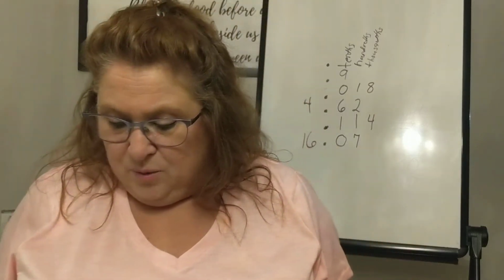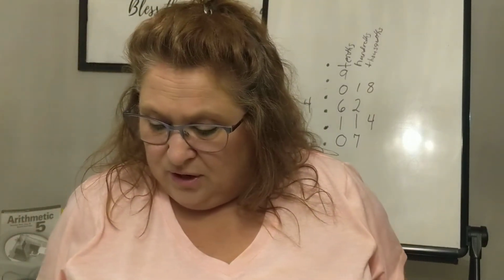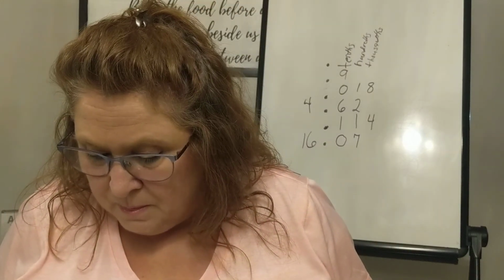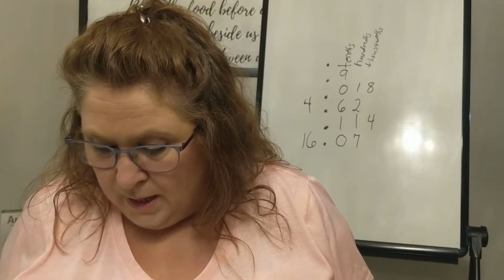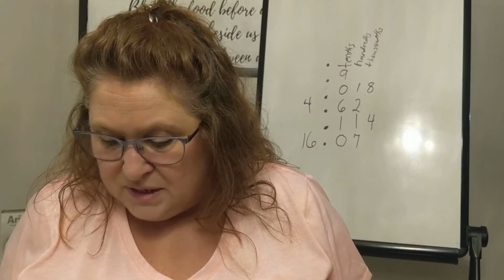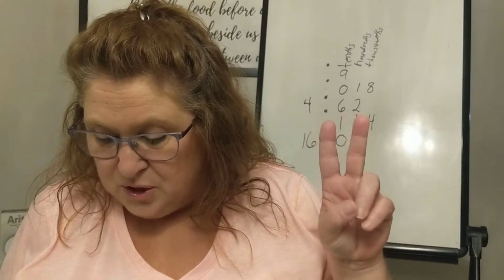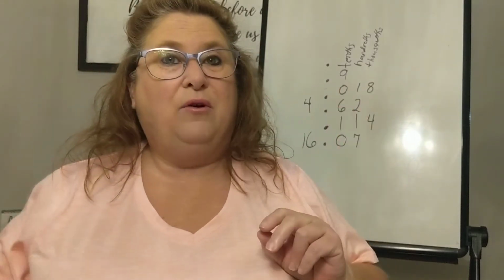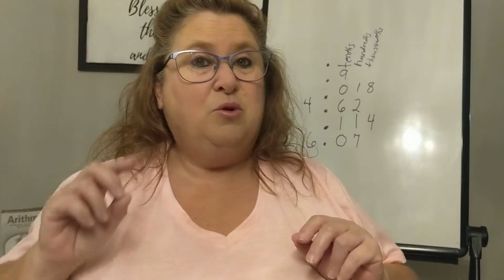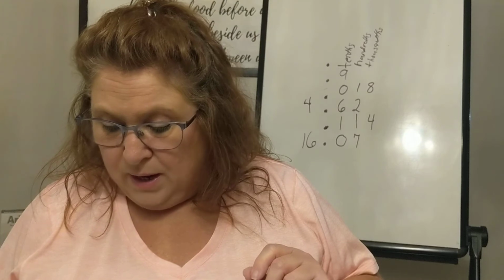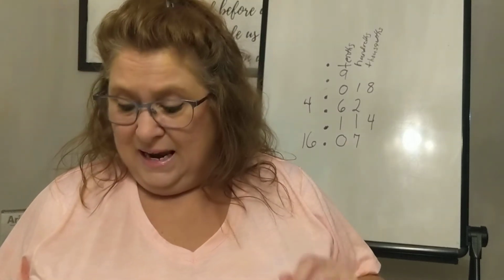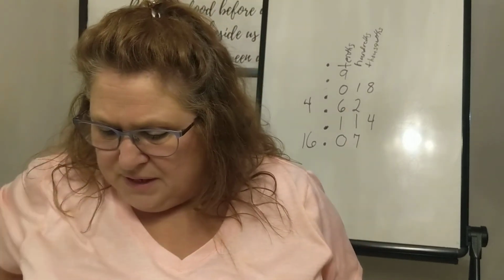3.14. Look at letter B. How many decimal places are in your first factor? 1. How many decimal places are in your second factor? 1. So 1 plus 1 is 2. So in your answer, you will count over 2 decimal places. So your answer will be 1.82.